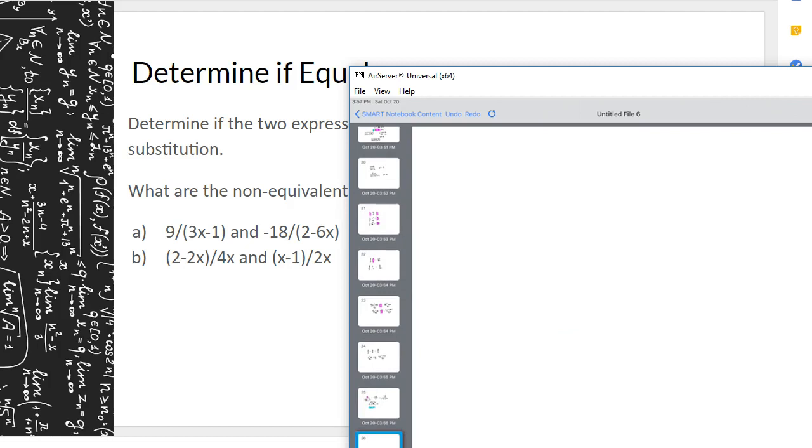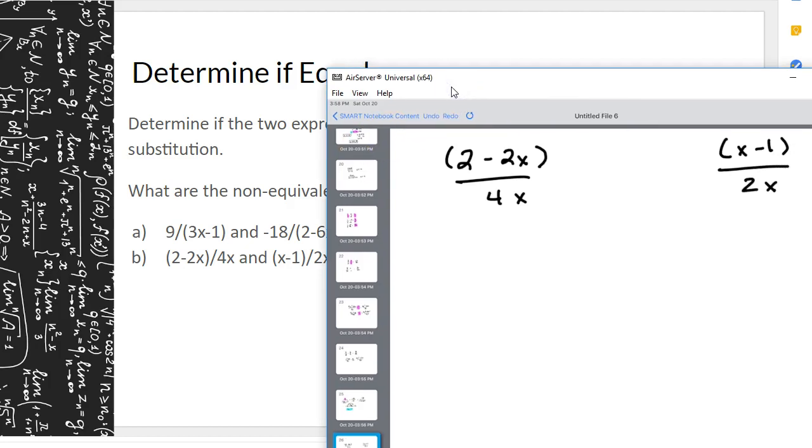Let's try that second example. So 2 minus 2x divided by 4x has turned into x minus 1 divided by 2x. So what I always do is I look for the simplest piece. So 4x is the simplest. How do we get 4x to be 2x?